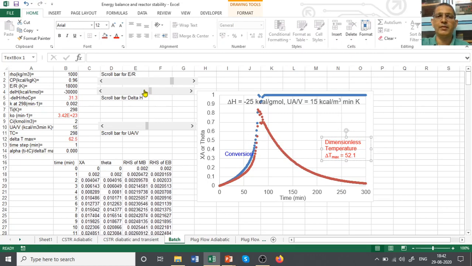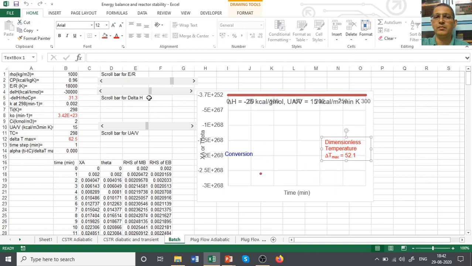Increase it a little further. Right, so just blown up. Or I can increase my UA by V now.